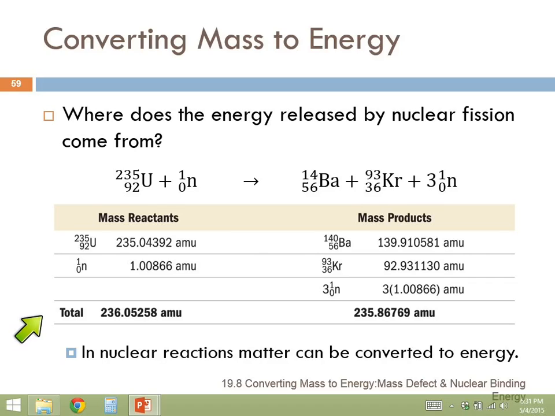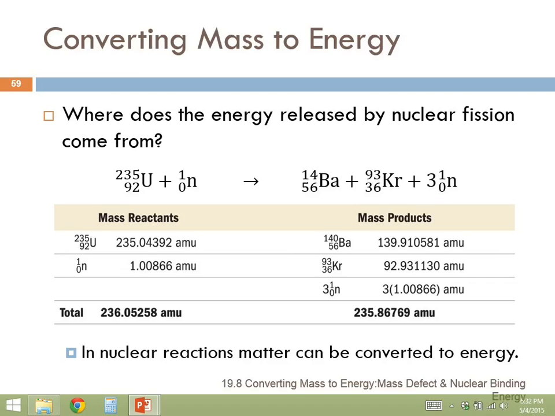Well, let's look at the masses involved here. If we add up the mass of the reactants, and notice here we're using more significant figures than we usually do. The total mass of reactants is 236.052585 atomic mass units. Total mass of products, 235.86769 atomic mass units. Not the same, right? No. There's a problem, right?